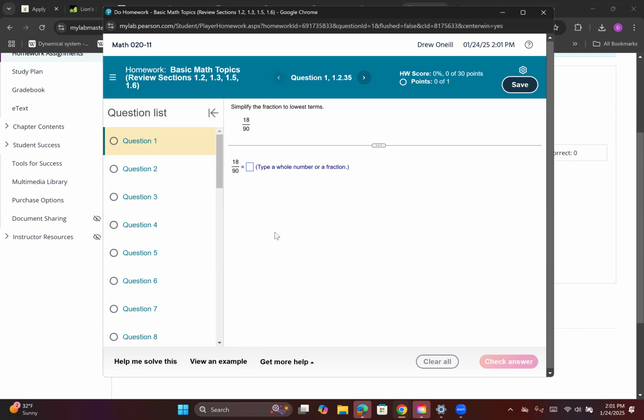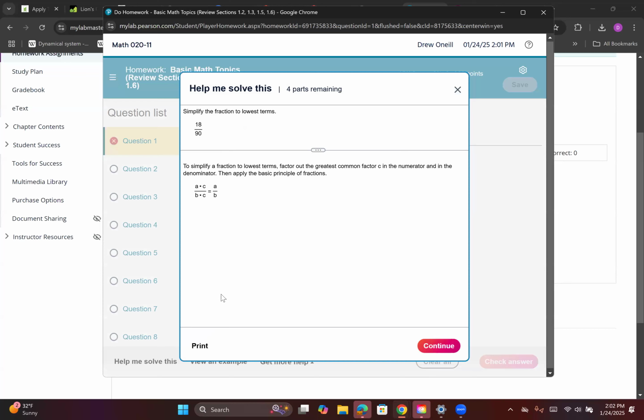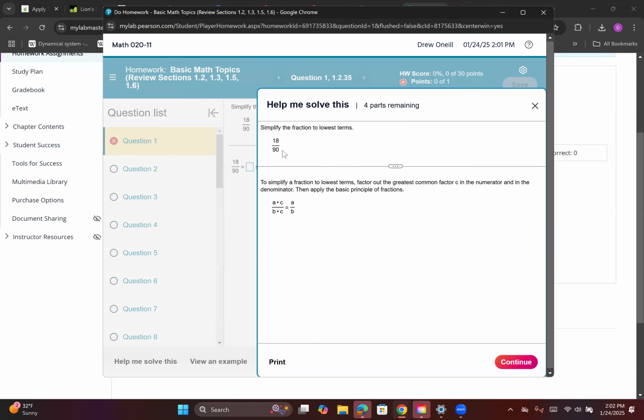But there's times when it doesn't. There is a more thorough version that's help me solve this. Notice when I click help me solve this, it's the same exact problem. And you might be thinking, okay, well, I'm never going to use view an example because help me solve this is so good. Why would I need view an example if help me solve this works? Well, here's the catch, and I'll show you.